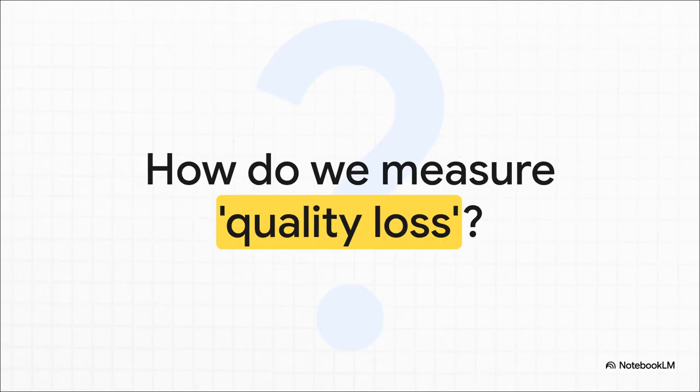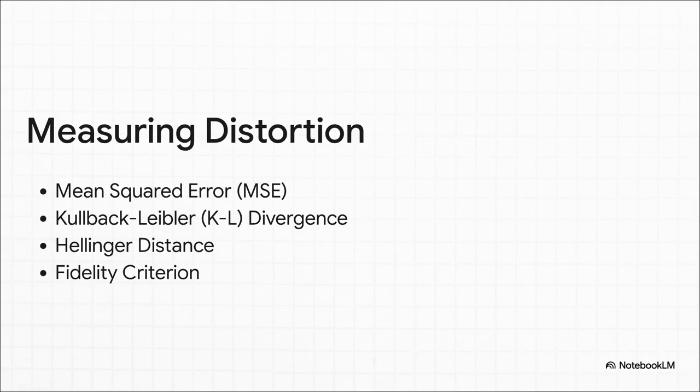But wait a second. Quality loss, that sounds a little subjective, doesn't it? Well, to an engineer, it's not a feeling at all. It is cold, hard math. They have super precise ways to measure exactly how much a file has been distorted. They use a whole bunch of mathematical tools to figure this out. You've got things with intimidating names like mean squared error, or MSE, Kullback-Leibler divergence, and something called a fidelity criterion. Look, we don't need to get into the nitty-gritty formulas, but the big takeaway here is that quality isn't just an opinion, it's a number you can actually calculate.